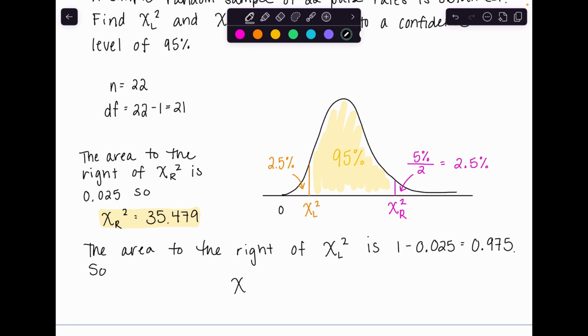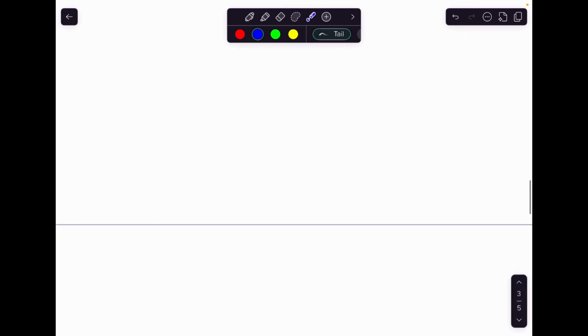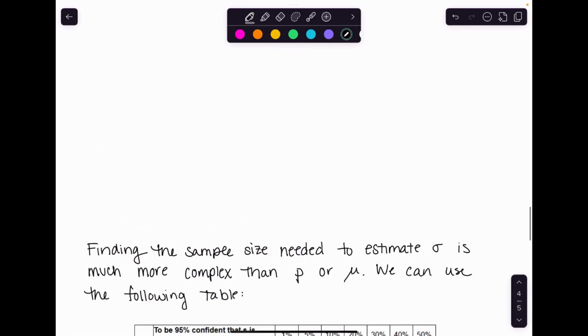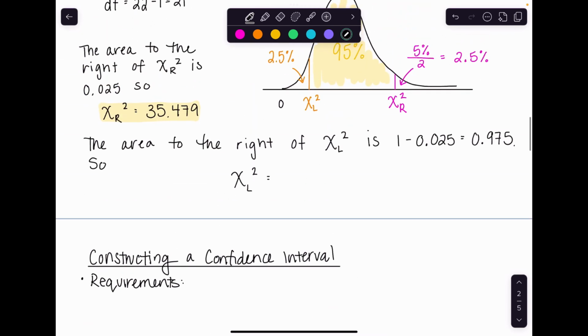So I can use my chart to figure out what this left critical value is. So going back down, we have 97.5% of data to the right, and I need to go to 21 degrees of freedom. So this critical value is 10.283. So my other critical value is 10.283.